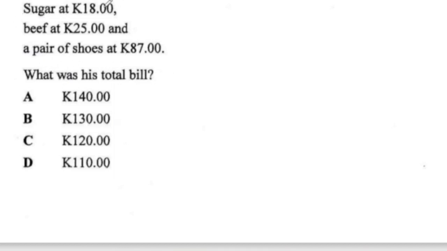So what we're going to do is add vertically. 18, and then we have 25, and then we have 87 kwacha. I'm going to ignore the kwacha signs, because we are saying what was the total bill. Since they're asking for the total bill, that means we're going to add, so we say plus.